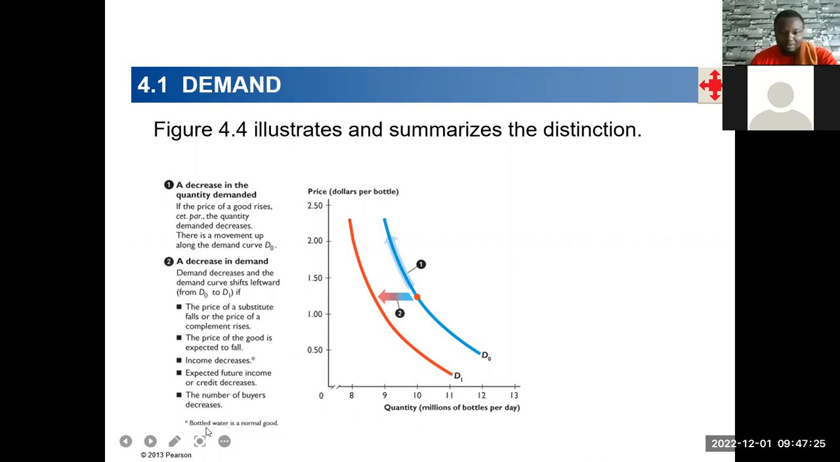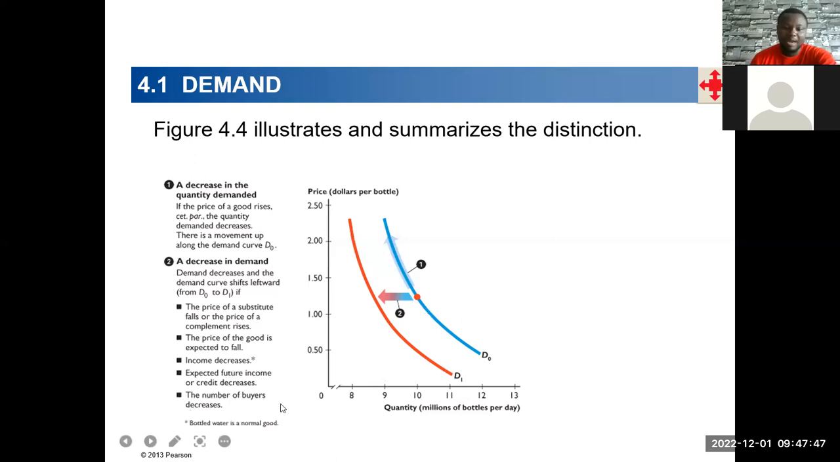We are assuming that bottled water is a normal good. So we have a decrease in demand when there's what? A decrease in income. But remember, if bottled water were an inferior good, it wouldn't be like that. That one should rather cause an increase in demand. So these are some of the possible causes of a decrease.